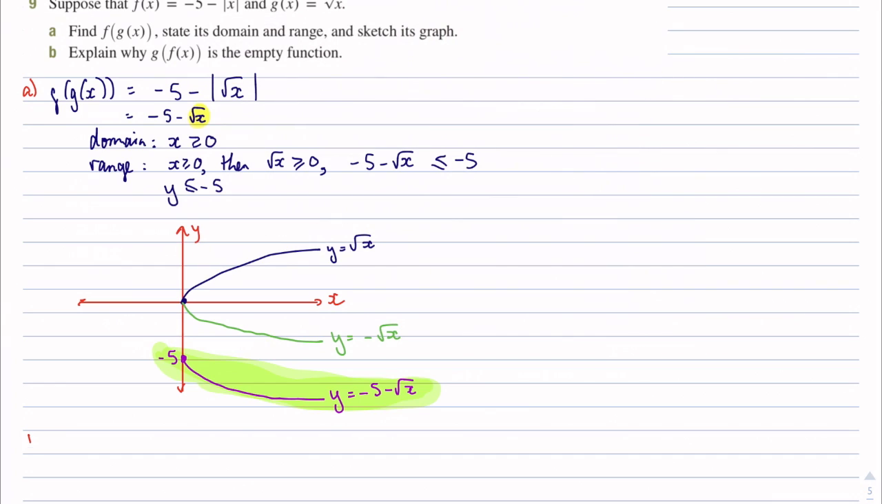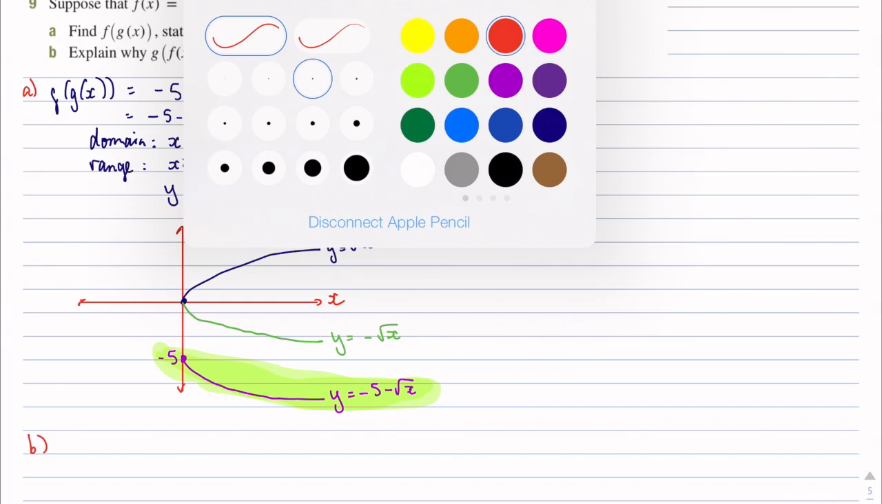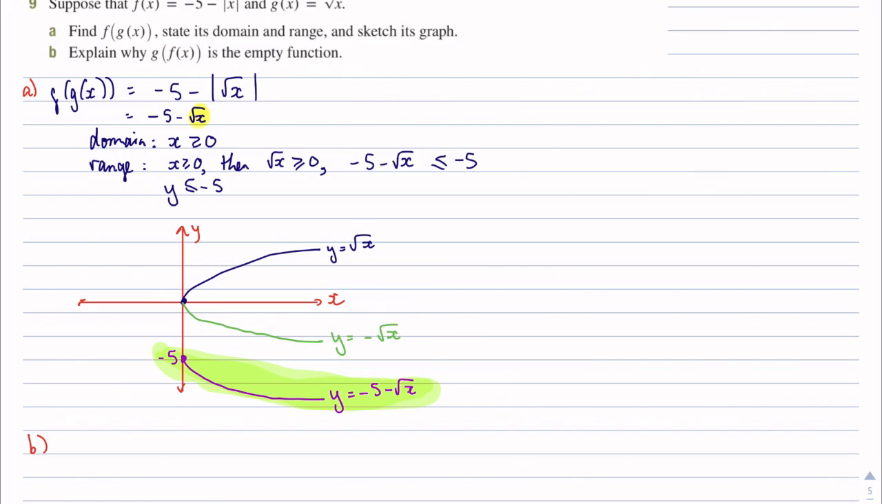If we then go on to B, it says g of f of x is the empty function. So I'm going to see what g of f of x is and then explain what it means. So g of f of x, now g of x is the square root, and f of x is negative 5 take the absolute value of x. Now, because negative 5 take the absolute value of x is always less than 0, it's always negative.